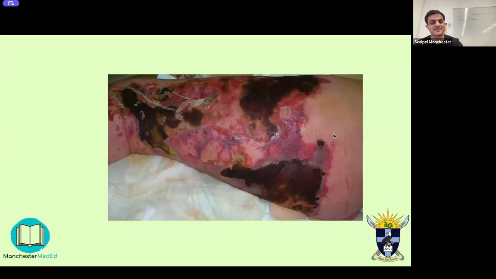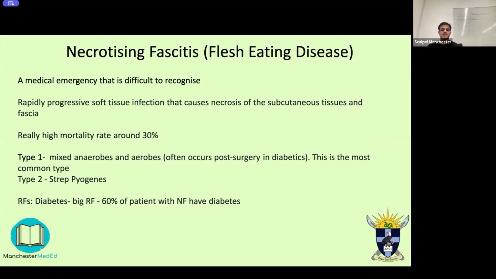So this was necrotizing fasciitis, flesh-eating disease, which is quite a cool name. It's a medical emergency that's difficult to recognize at times. I remember in the CCA station, I was confused whether it would be Stevens-Johnson syndrome or something, but I got it in the end. It's a rapidly progressive soft tissue infection that causes necrosis of the subcutaneous tissues and fascia. It has a really high mortality rate, so it's really important to recognize it early so we can take them into surgery and start treating them.